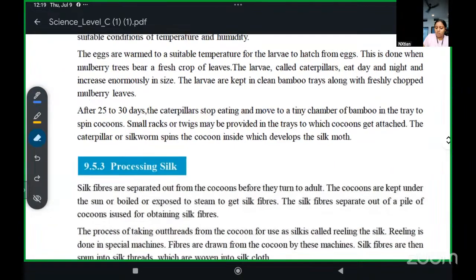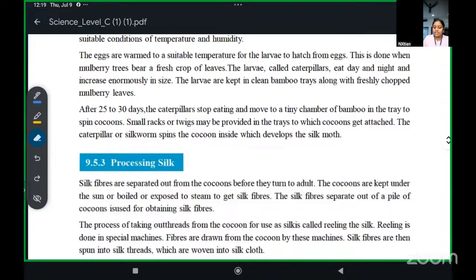Then small racks or twigs may be provided in the trays to which cocoons get attached. They attach themselves to small twigs or small racks. The caterpillar or silkworm spins the cocoon inside, and in that the caterpillar develops into a silk moth. Slowly they grow and become silk moths. The silk moths are collected separately and the cocoons are collected separately. The cocoon bursts open and a fully developed silk moth comes out of it.